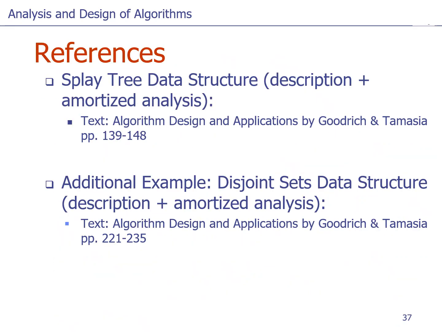These are the references for today's lecture, the splay tree. Goodrich and Tamassia do a very good job in actually explaining splay trees. And there is an additional example that you will see in the tutorial for disjoint sets. It's another data structure that's also popular, that's also doing amortization. And I've included here the link for Goodrich and Tamassia that covers disjoint sets.